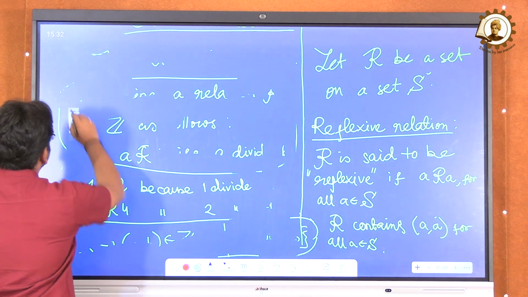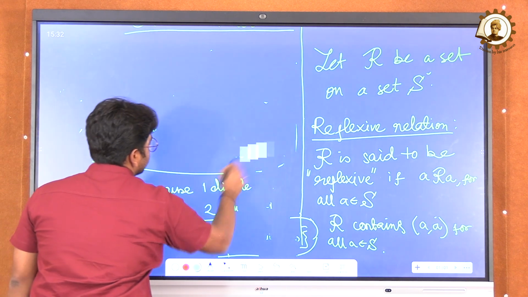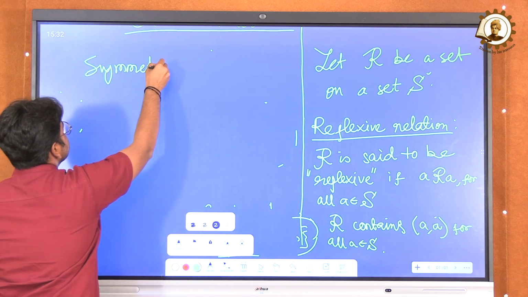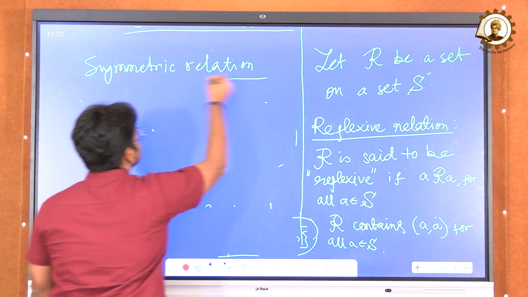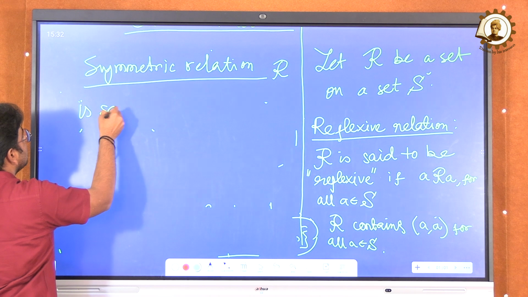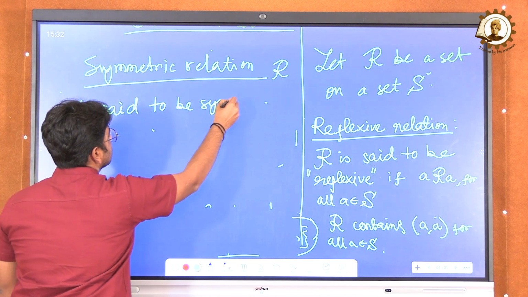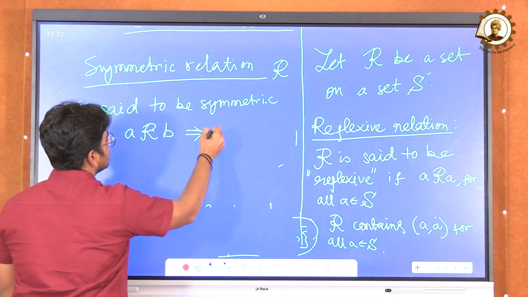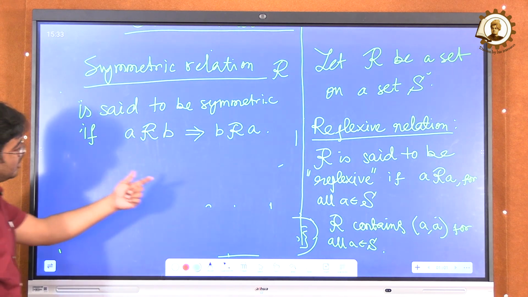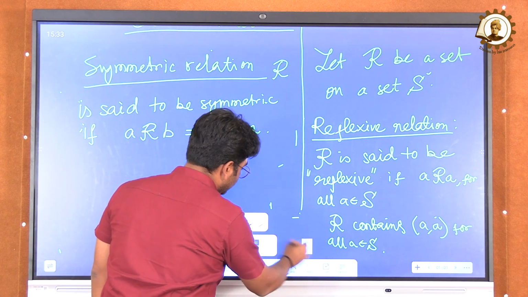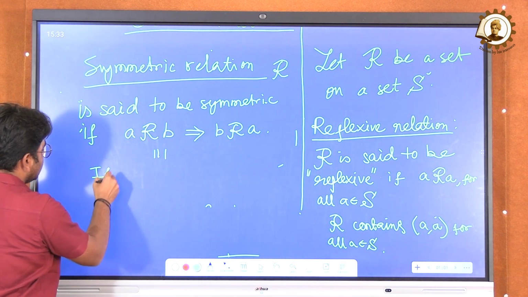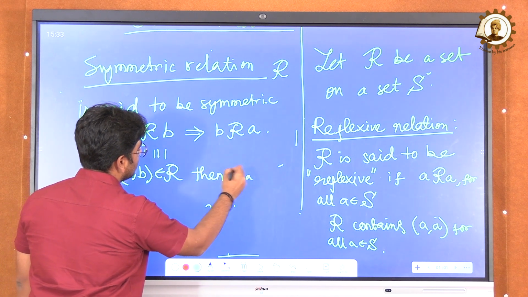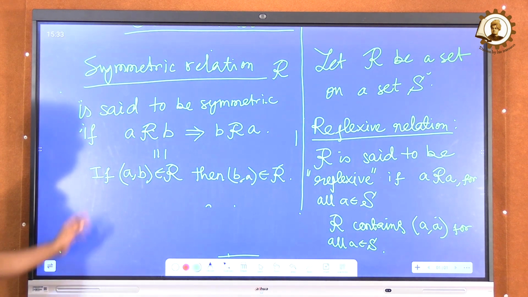Second is symmetric relation. The relation R is said to be symmetric if A related to B implies B related to A. In set form, an equivalent definition: if (A, B) belongs to R, then (B, A) also belongs to R. So this is the definition of symmetric relation.